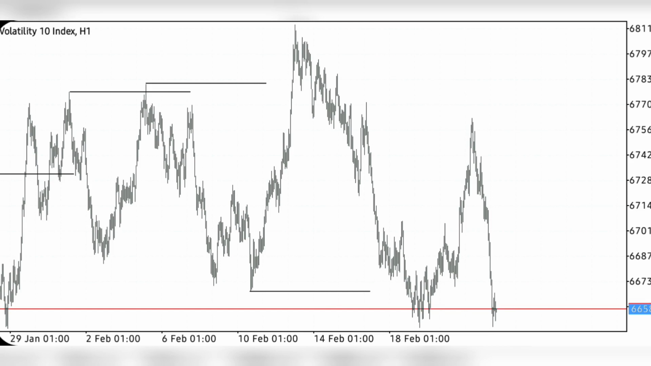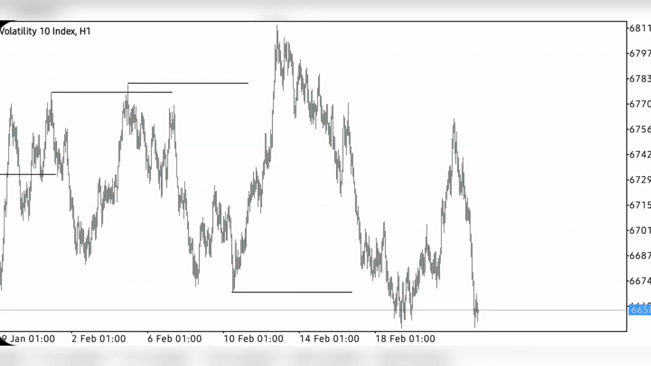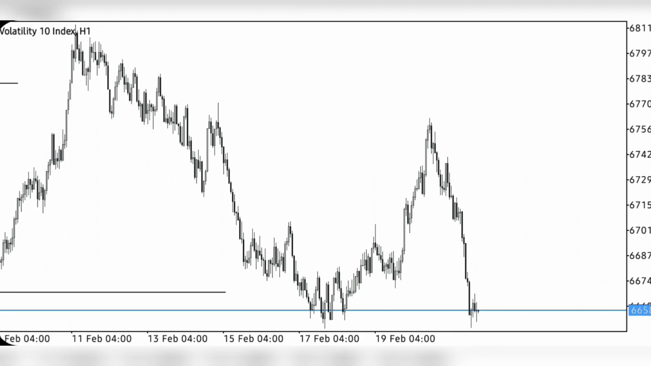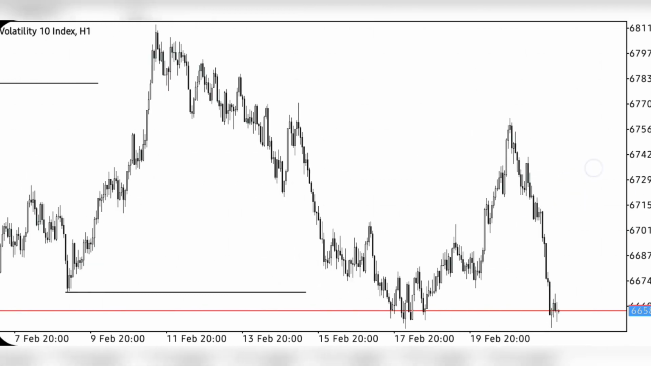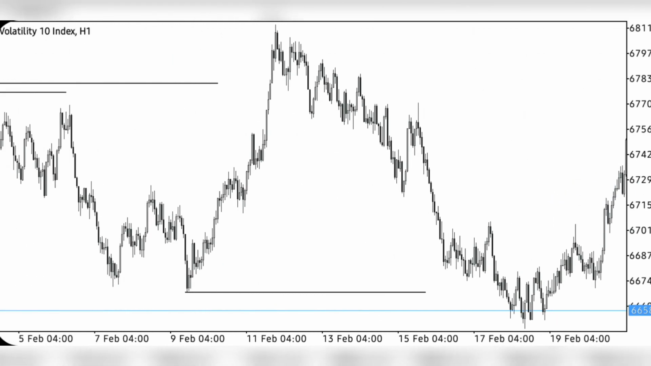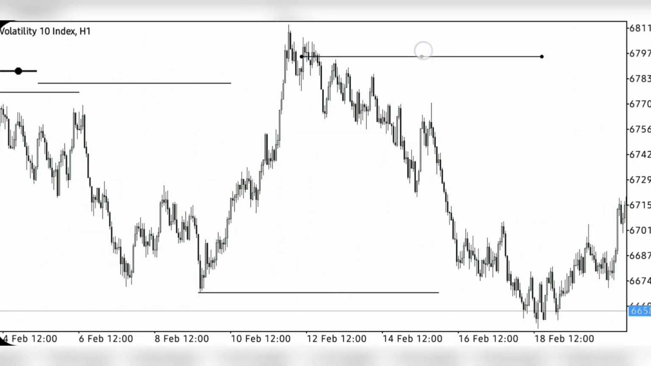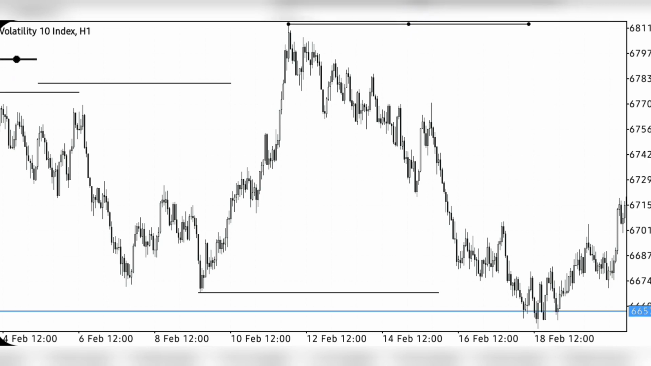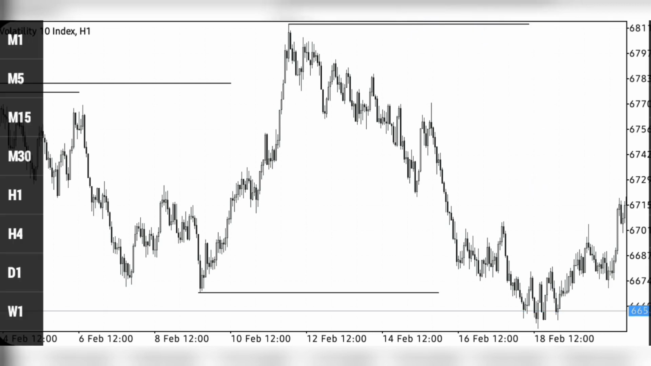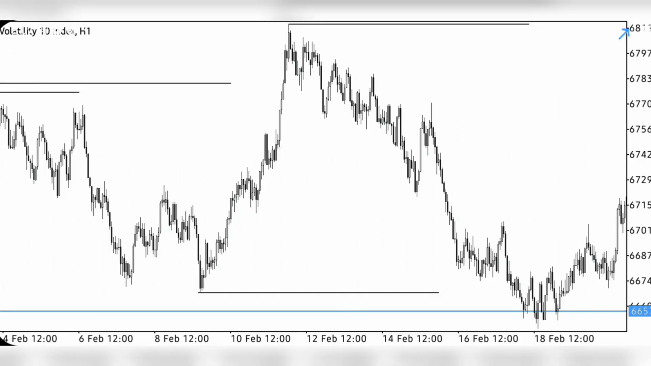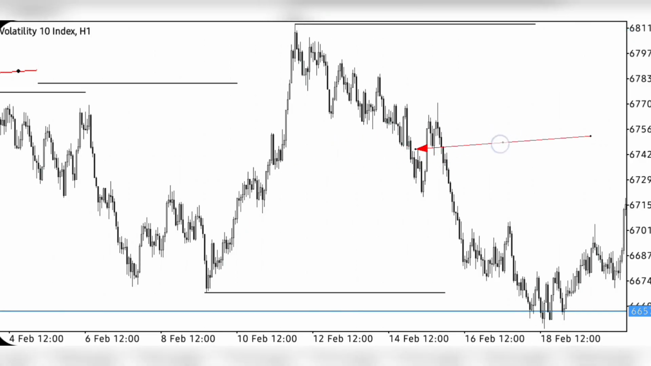Now, what do we mean by internal break of structure and also intent break of structure? When we talk about internal break of structure, we will talk about our protected high and our protected low. This is our protected low, so let's mark out the protected high. This is our protected high. In between our protected high and our protected low, we have the internal structure.